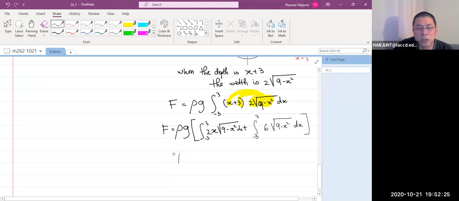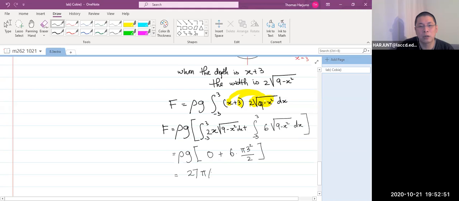So this first one is equal to 0, while this second one is 6 times pi r squared over 2. So the answer is 27 pi rho g.